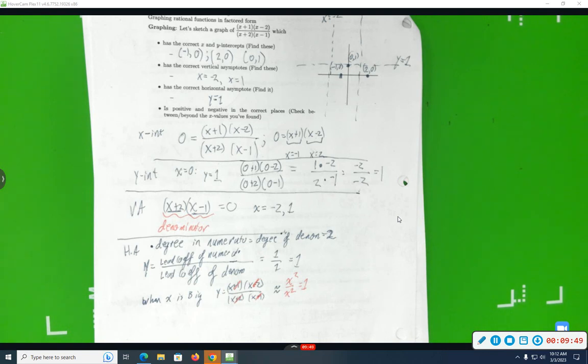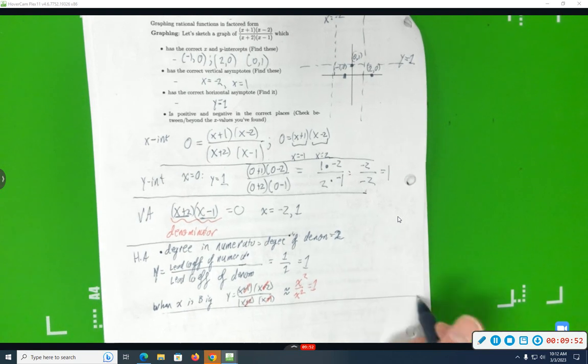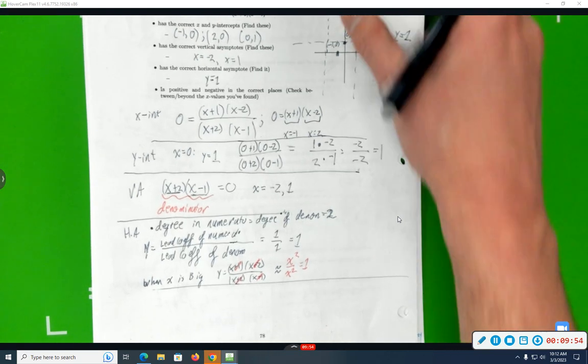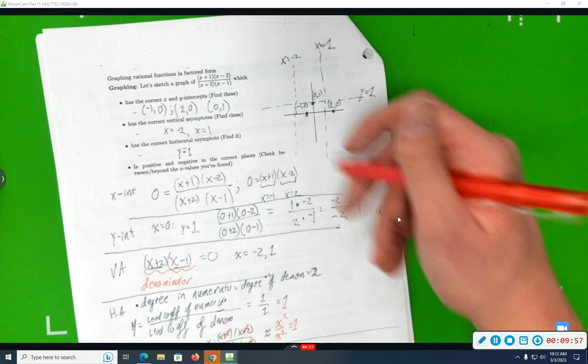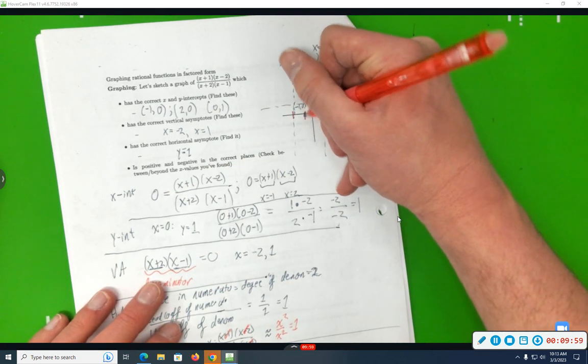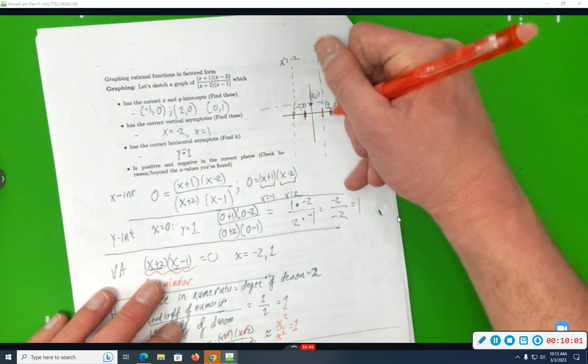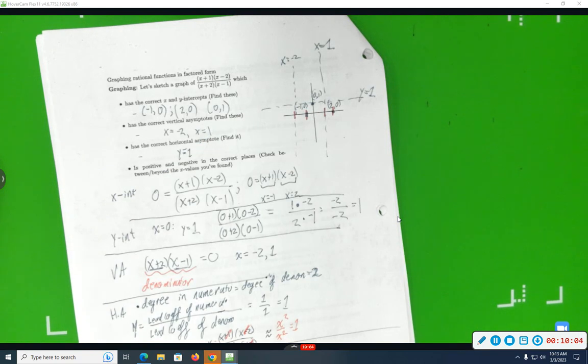There's another way to find the horizontal asymptotes. Cool. The final thing to check is this thing needs to be positive and negative at the right times. And the places where the positivity or negativity can change are our vertical asymptotes and x-intercepts. So that means all the way from negative infinity to negative 2 will either always be positive or always be negative. One way to figure out which is to plug in a sample point. What is a sample point less than negative 2? Negative 3. Cool.